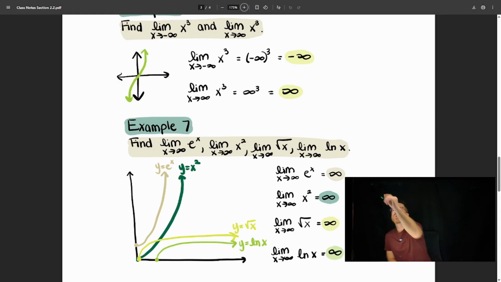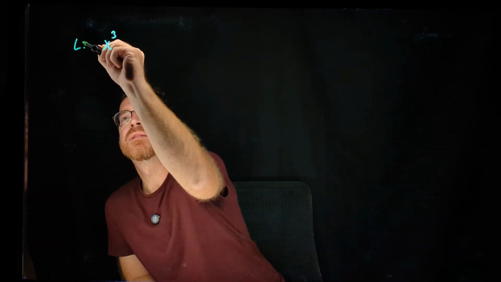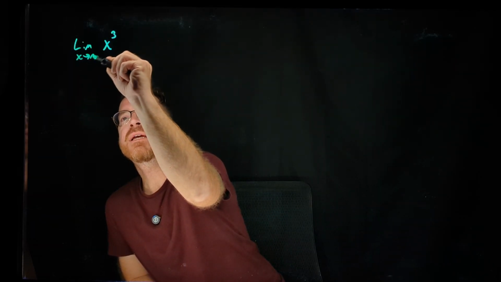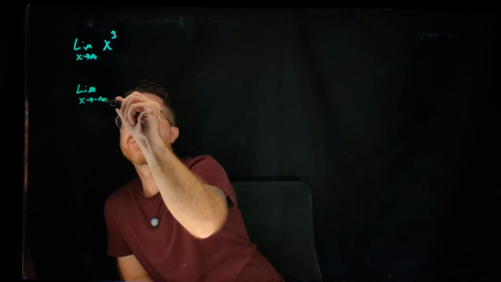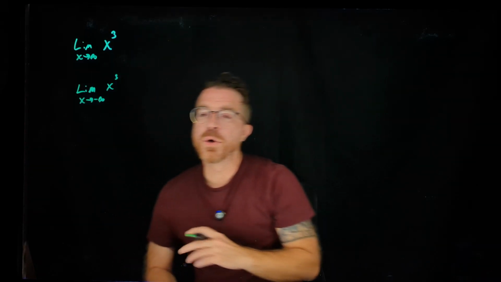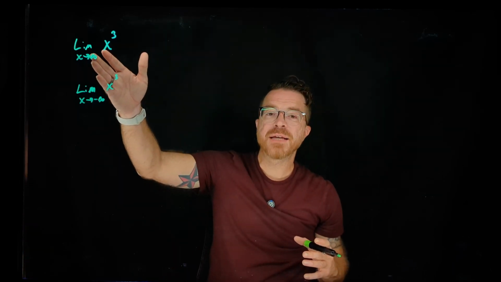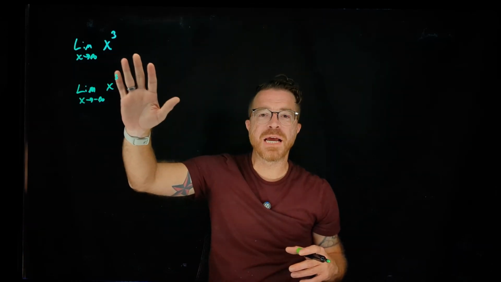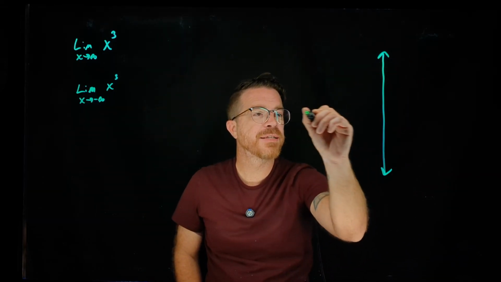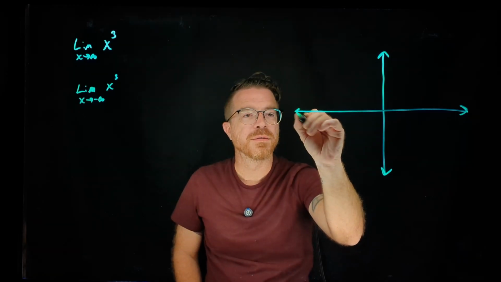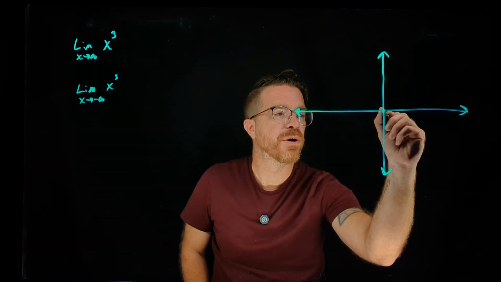For our next example, we're going to be looking at the function x cubed. And we want to know what's happening as you take the limit as x approaches infinity and negative infinity. So we'll start with the limit as x approaches infinity, and we'll also look at the limit as x approaches negative infinity of x cubed. So what's happening as I take my x and it gets larger and larger? Well, first of all, let's see what happens when we have x equals 0. If I plug in x equals 0 here, 0 cubed is just going to be 0. So I'm going to start right here.